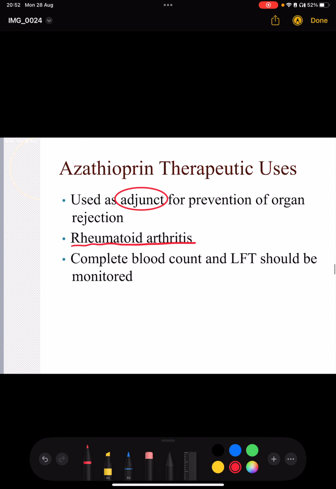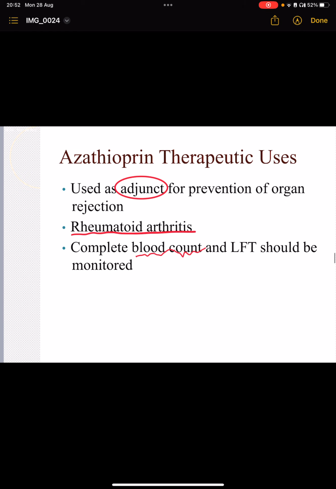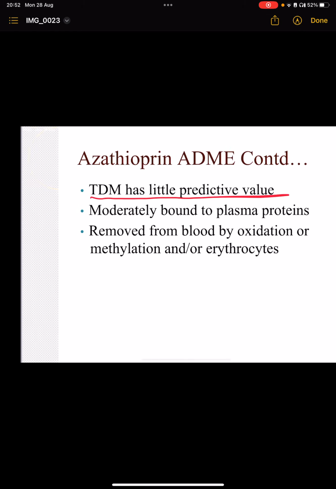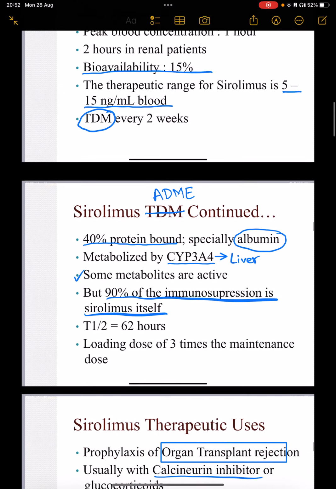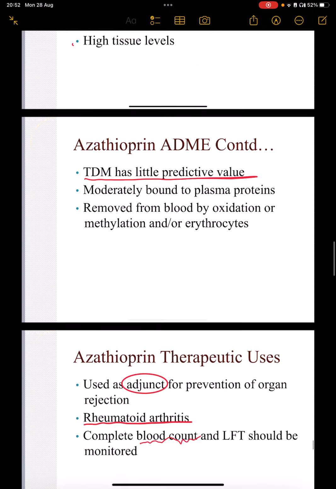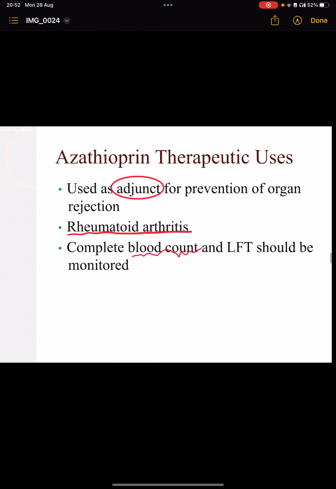Because again, it is eliminated by RBCs also. So you need to keep doing the complete blood count, and you need to see how much the leukocyte and the thrombocyte level has been lowered, because it is going to stop the proliferation of blood cells, right? So even thrombocytes, leukocytes and erythrocytes are going to be decreased in their proliferation since guanine is replaced by an evil cousin of guanine. So yeah, that was about azathioprine therapeutic uses.